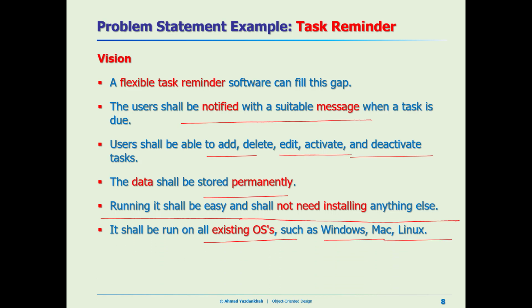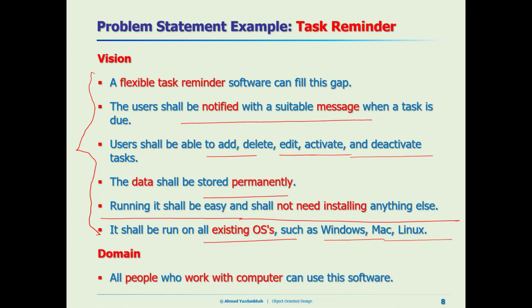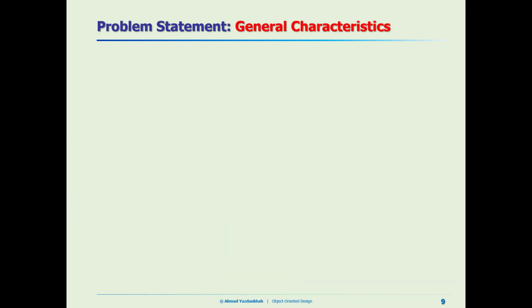So here we gave a vision about what we are going to do in the future by producing this software. And then we stated the domain, whom people will affect. All people who work with computers can use this software. All right. Okay, now let's talk a little bit about the general characteristics of this problem statement document.